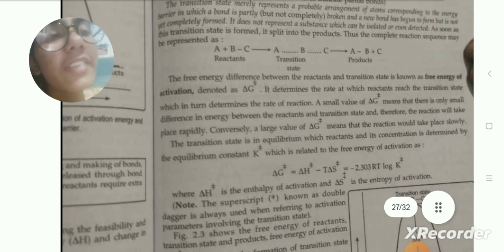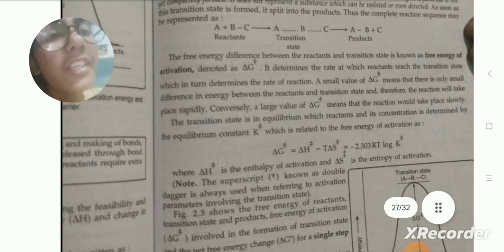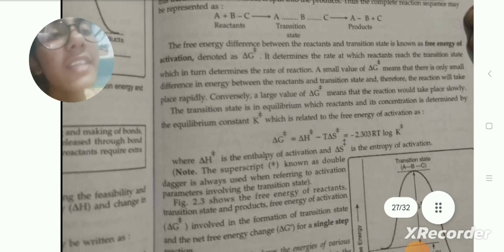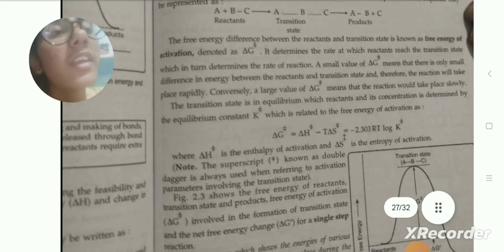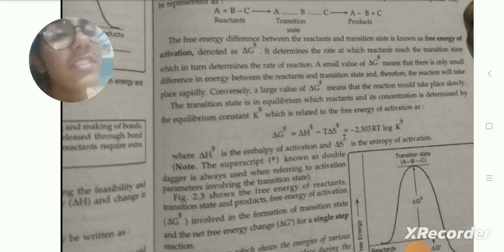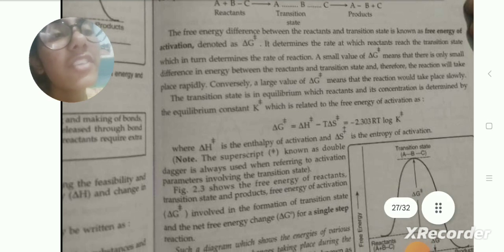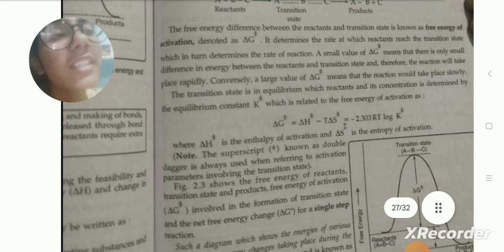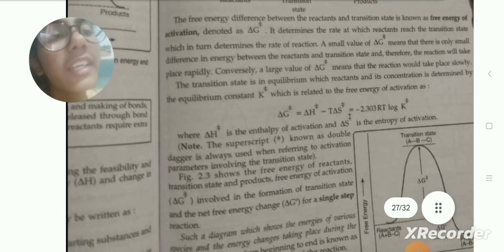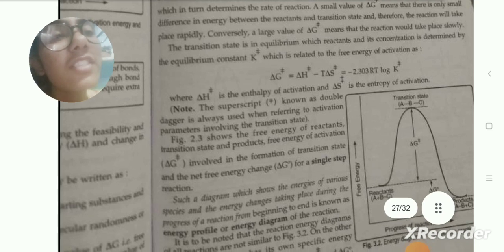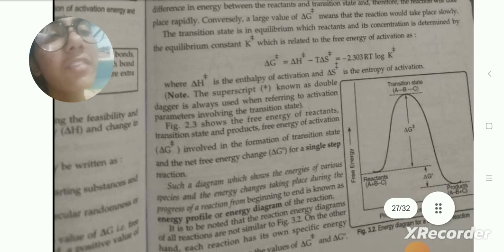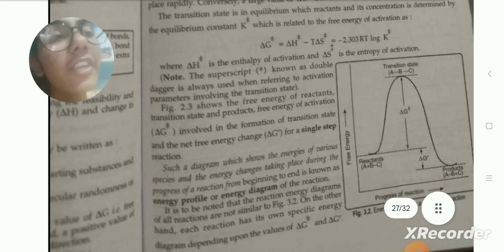The free energy difference between the reactant and the transition state is known as the free energy of activation, denoted as del G double dagger. It determines the rate of the reaction. A small value of del G double dagger means there is only a small difference in energy between the reactant and the transition state, and therefore the reaction takes place rapidly. Conversely, a large value of del G double dagger means the reaction takes place slowly. The transition state is in equilibrium with the reactant, and the concentration is determined by the equilibrium constant K, related to the free energy of activation.